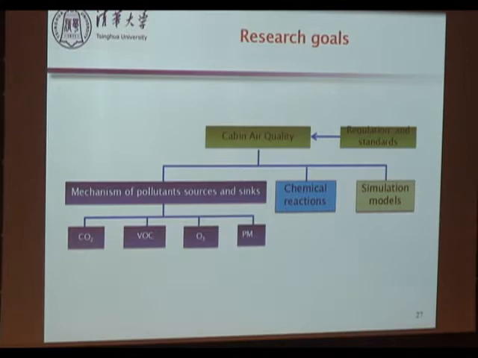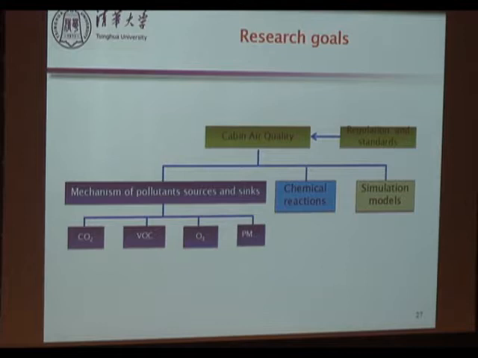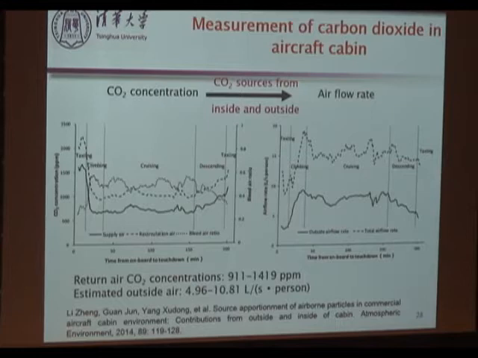Now, I'd like to come to the second part, which is the particles. Before that, we did a measurement of the carbon dioxide concentrations, because carbon dioxide could be a good indicator of the ventilation in the cabin. So we measured that curve, and we found the inlet and outlet concentrations. If you look at the range, the inlet is roughly 500 to 600, which is a mixing of the recirculated air and outdoor air. And the cabin concentration is roughly around 1,000.